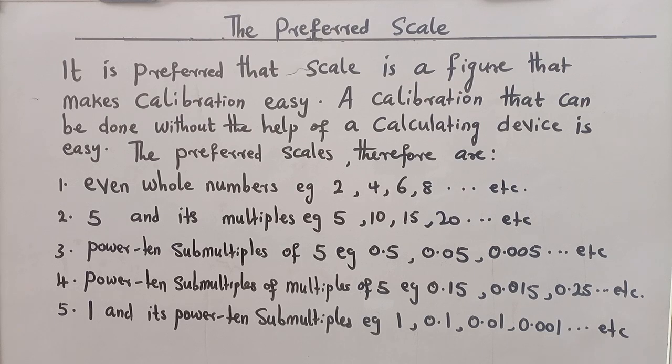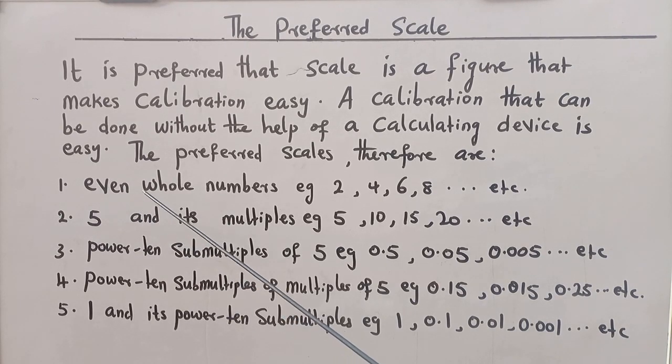Because of that, a wrong scale is not a preferred scale. A preferred scale is one that makes calibration easy. You can do the calibration without insistence on using a calculating device. Therefore, the preferred scales are, 1. Even whole numbers. These are the things that have been accepted by many that have practiced plotting graphs on the graph page as acceptable scales.